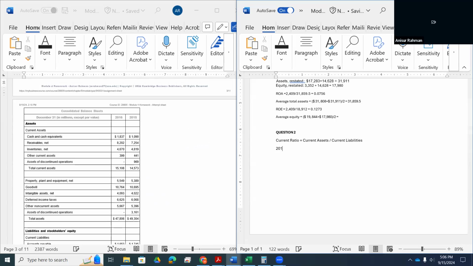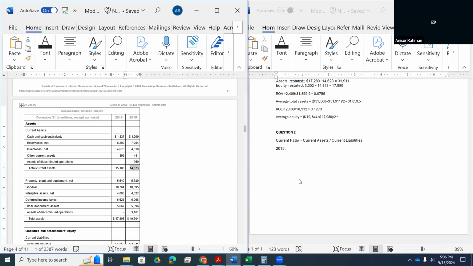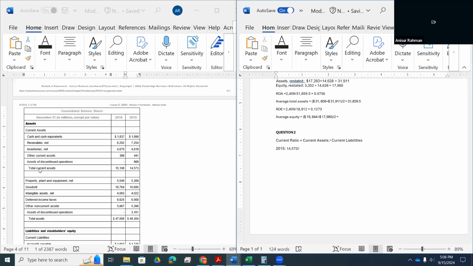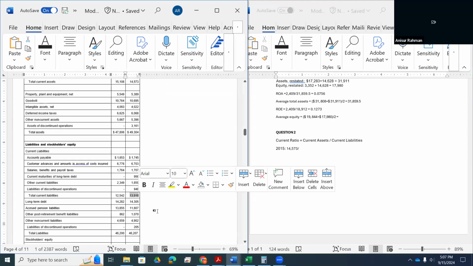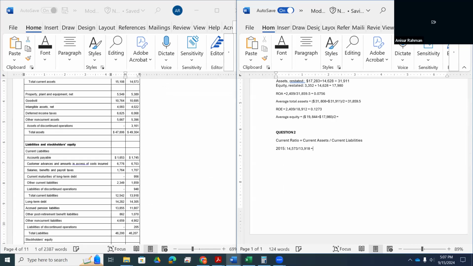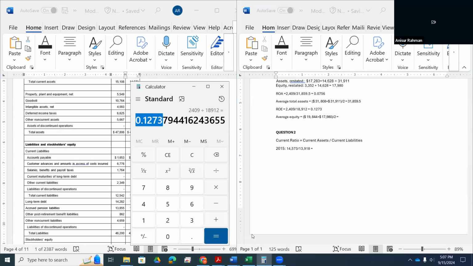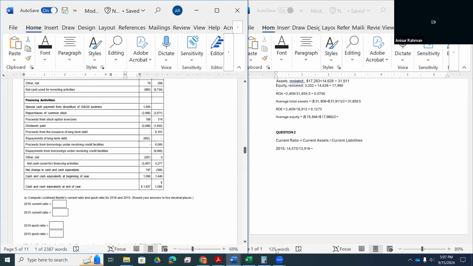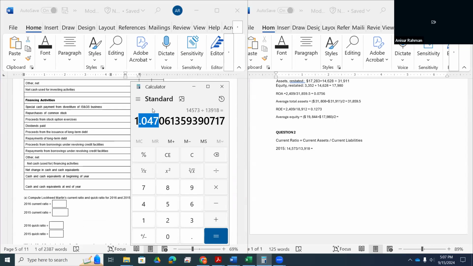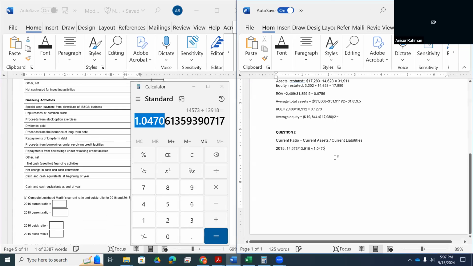So for 2015, our total current assets is 14,573 divided by our total current liabilities, 13,918. Two decimal places. Should be 1.05.